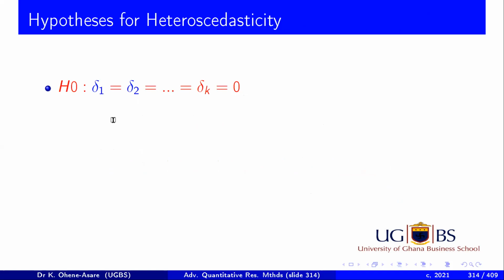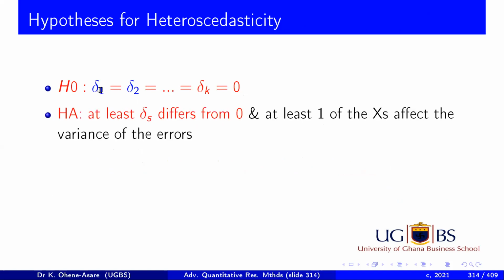The hypothesis always says that for those coefficients, there's no difference across them, there's no difference in the deltas. That's what it's indicating. But then the alternative says at least one of them differs, so at least one of the independent variables affects the variance of the errors. Because when we were defining homoscedasticity, we defined it as given the independent variable.